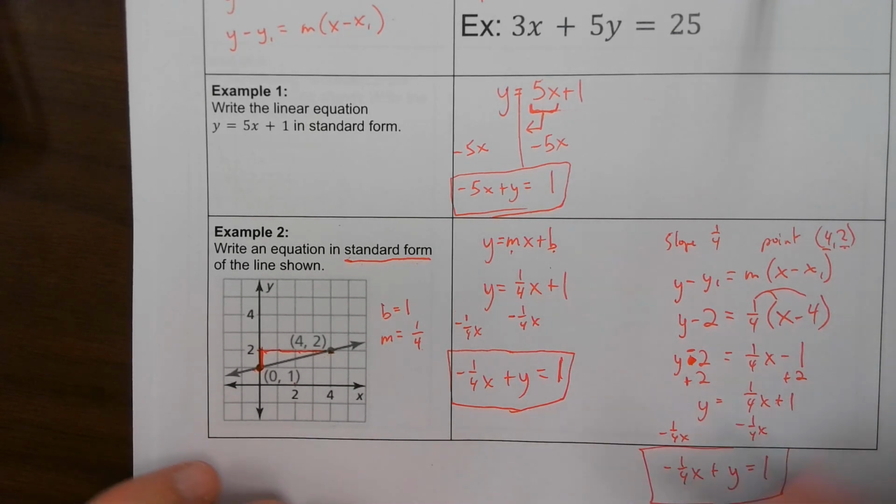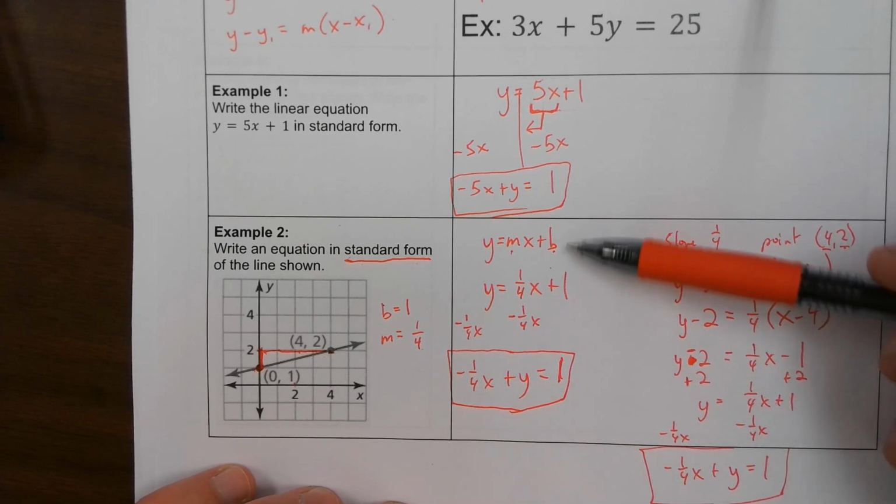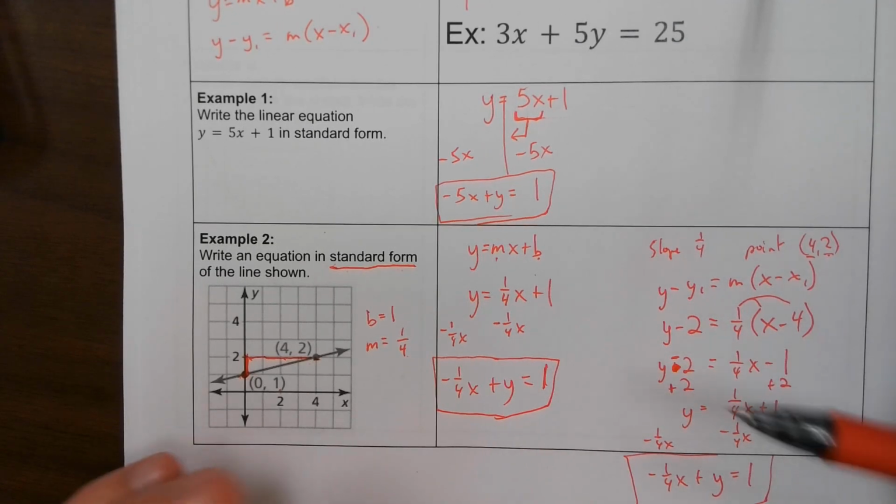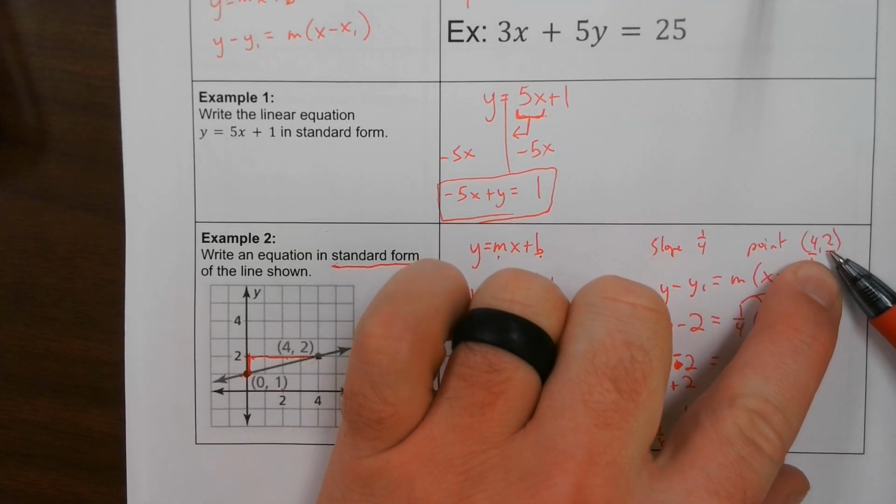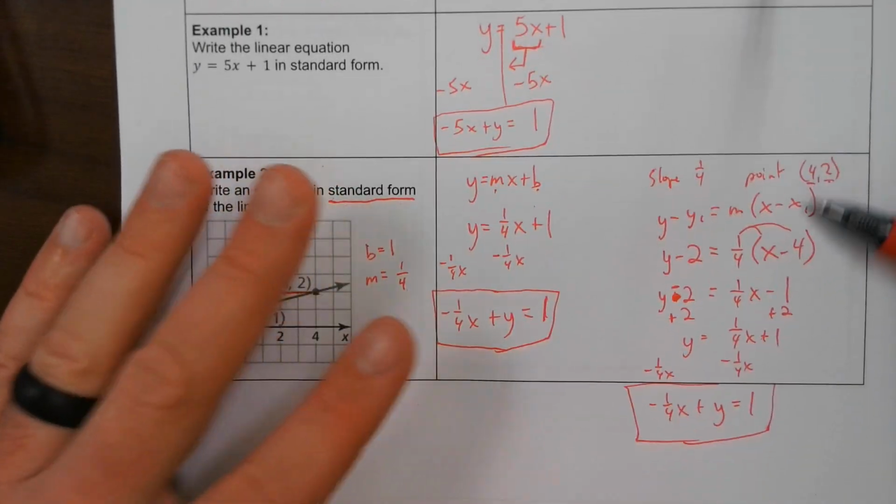Again, this is how we would do it. Obviously, this is much shorter, and that's the preferred method if we can do it. But sometimes they only give us one point, and it's not the intercept. And if that's the case, we have to do this longer method.